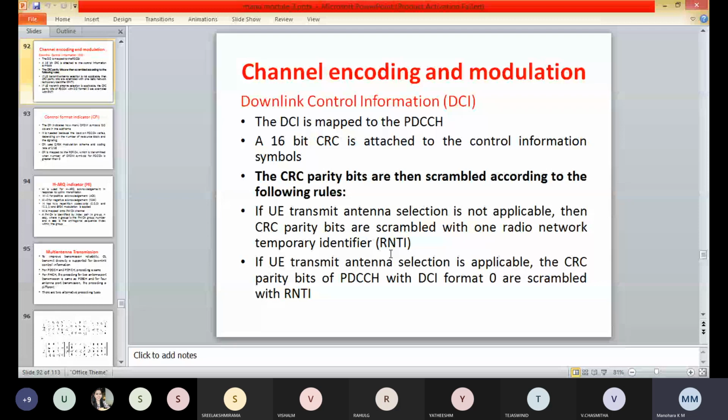Coming to the downlink control information, the DCI is mapped to the PDCCH physical channel, and multiple PDCCHs can be transmitted in a single frame. A 16-bit CRC is attached to the control information symbols.